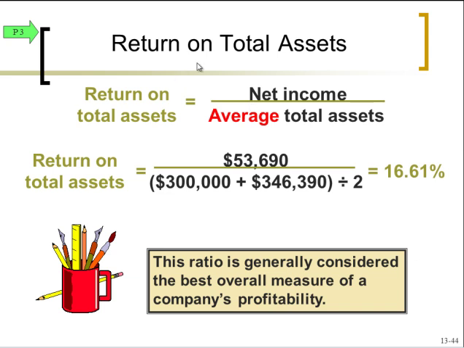Return on total assets. So we have all of our assets that we're able to use throughout this year. How much net income did we generate out of those total assets? It's an average total assets, so we take beginning plus ending divided by 2. Here we get 16.61%. Return on total assets is also referred to as return on investment. A lot of times you'll hear ROI, return on investment. This is the same calculation for that.